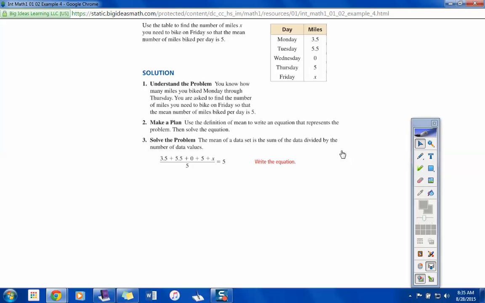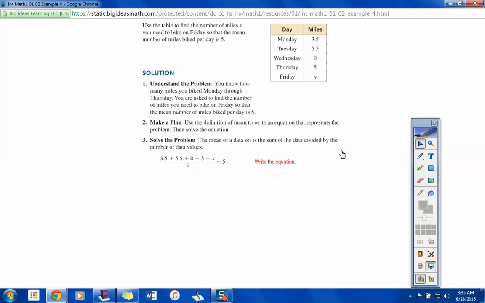You guys agree with the equation right here? Monday plus Tuesday plus Wednesday plus Thursday plus the amount we need to go on Friday has to equal what? Has to be a 5 mile average after you divide the total by the 5 days that you ride. Okay, so there's the equation.